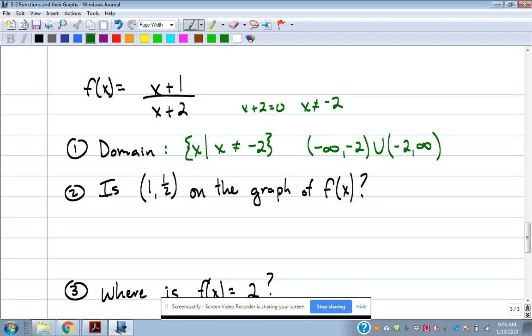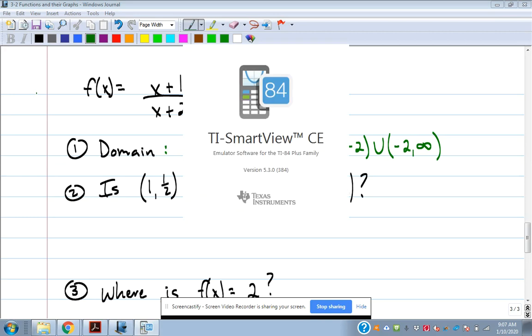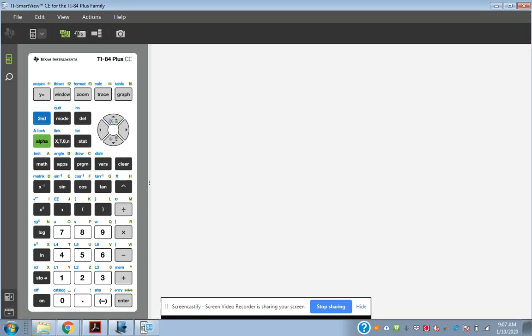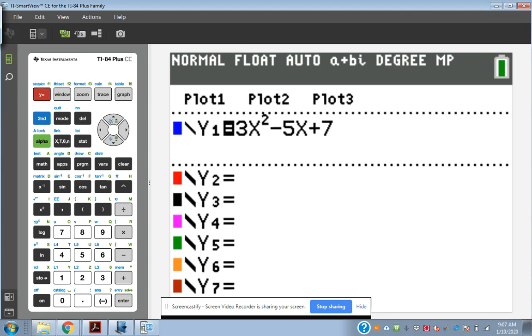How could I find the range if they asked for that? How did I find the range on the first example? I looked at the graph, didn't I? Yeah, you've got a graphing calculator, use the thing. Graph it. So I'm going to go to y equals. I'm going to put parentheses x plus 1 divided by parentheses x plus 2.